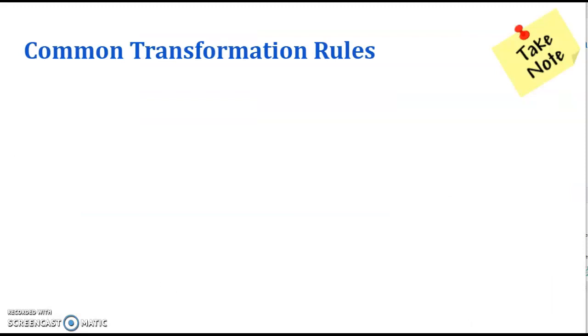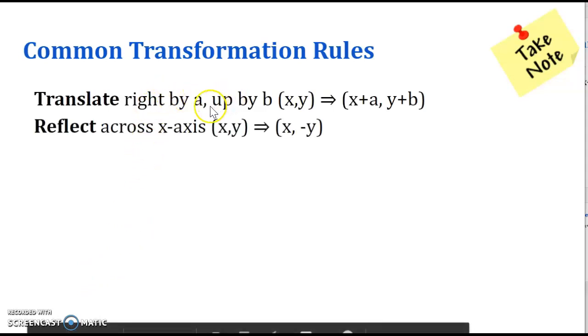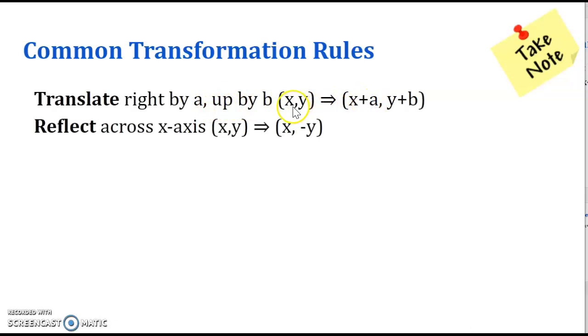Okay, so now common transformation rules. Let's just sum up what we've learned. So you should be taking notes right now. What do we discover? So translate right by A, up by B would give you X is going to get added by A, and up by B would give you Y is going to be added by B, whatever B is. Okay, so this is right by A, up by B. So if it's left by A, then you're going to subtract. Okay, or if it's down by, say, 3, then you're going to subtract 3, not add 3.